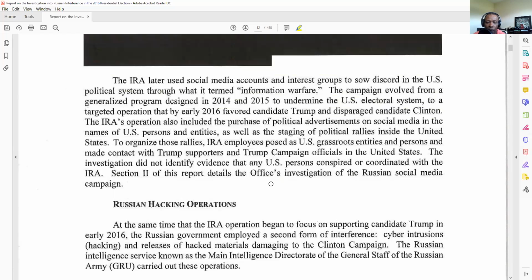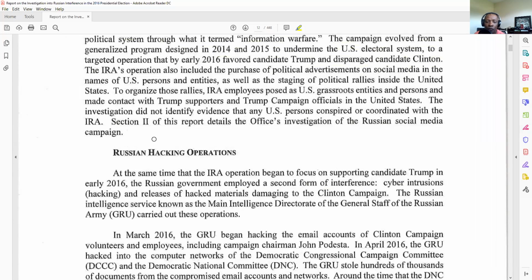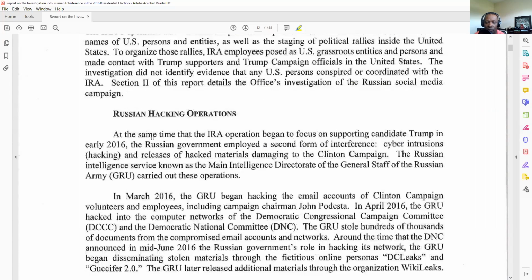The IRA's operation also included the purchase of political advertisements on social media in the name of U.S. persons and entities, as well as the staging of political rallies inside the United States. To organize those rallies, IRA employees posed as U.S. grassroots entities and persons and made contact with Trump supporters and Trump campaign officials in the United States. The investigation did not identify evidence that any U.S. persons conspired or coordinated with the IRA. Section 2 of this report details the office's investigation of Russia's social media campaign.